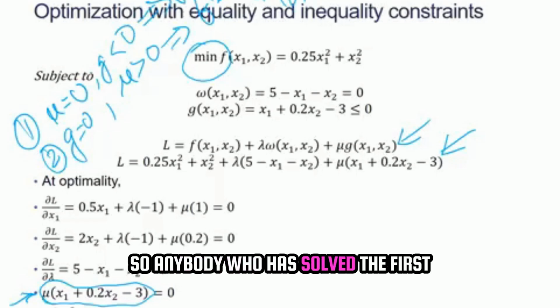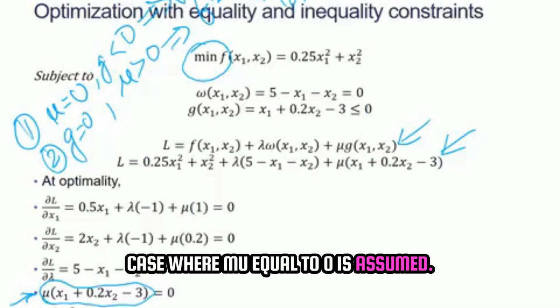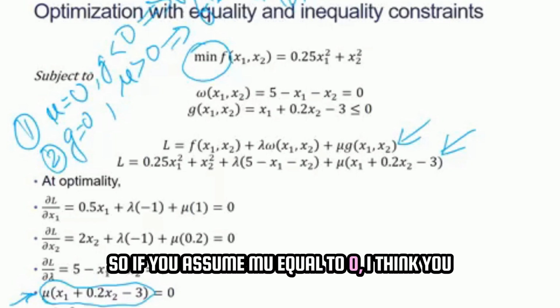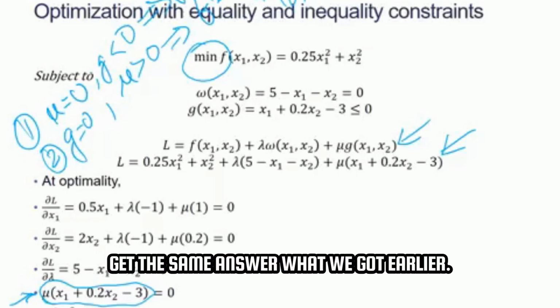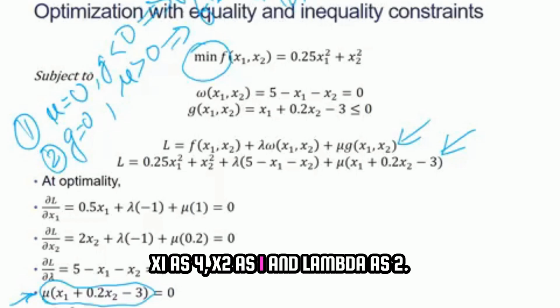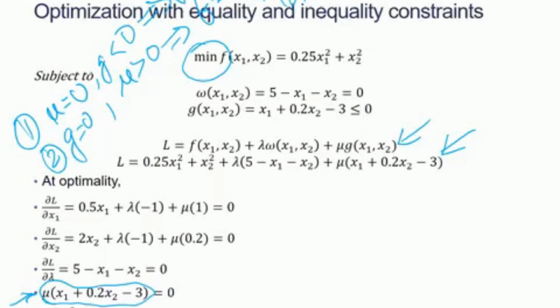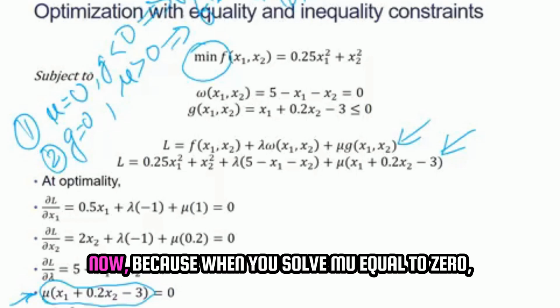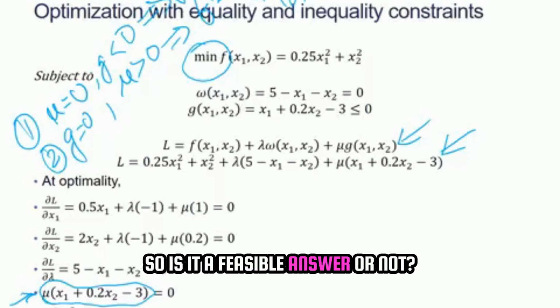Has anybody solved the first case where mu equal to 0 is assumed? If you assume mu equal to 0, you get the same answer we got earlier: x1 as 4, x2 as 1, and lambda as 2, because it becomes the same problem. Are you all getting the same answer? Okay, good. Now, is it a feasible answer or not?